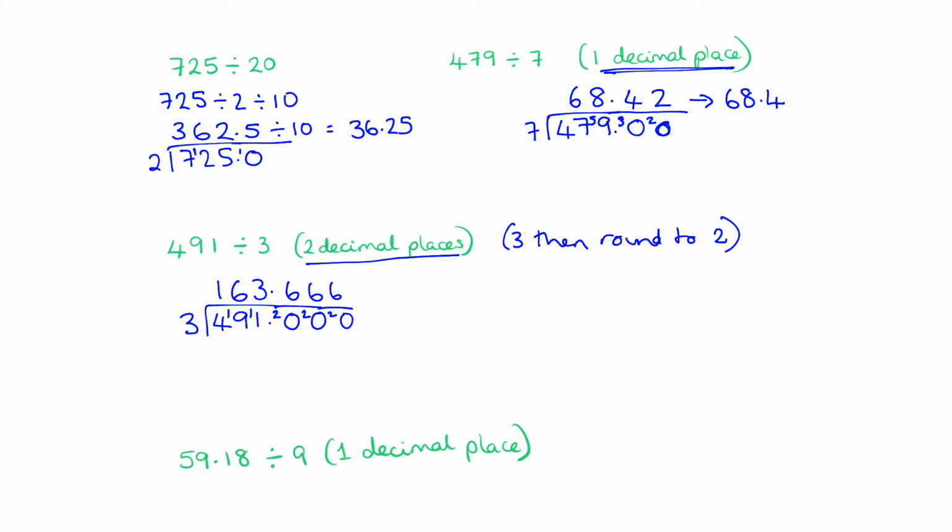Okay, so if we're giving it to 2 decimal places, we would say 163.67. Okay, now what we get actually when we've got this 163.6666, what another way of writing that would be 163.6. And if you put a little circle above the 6, that means recurring. So that 6 goes on and on and on.